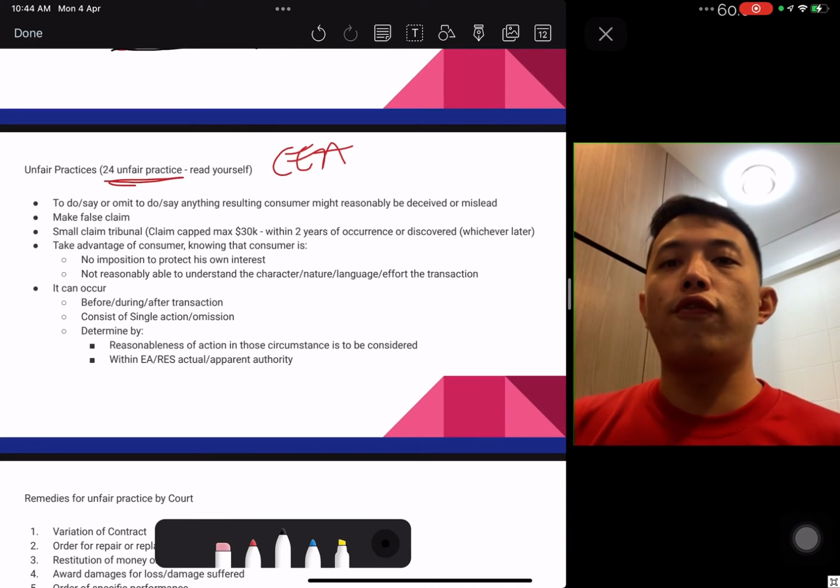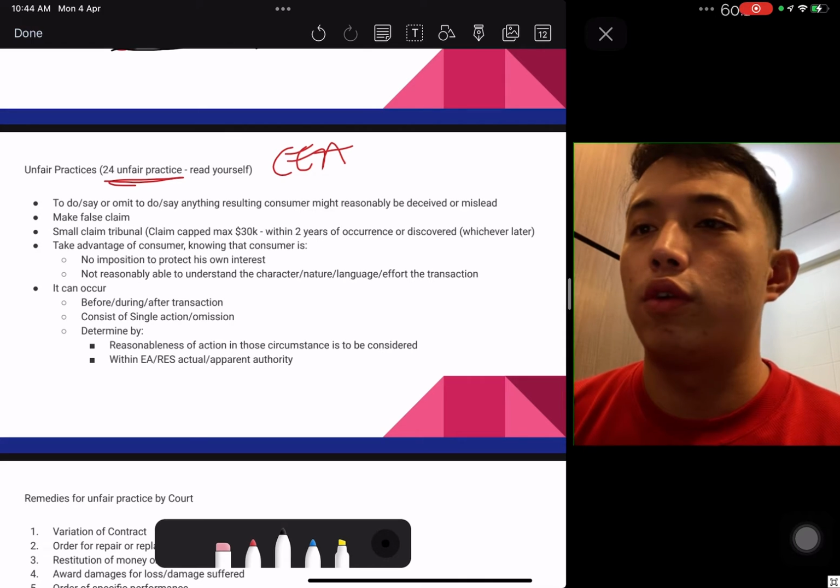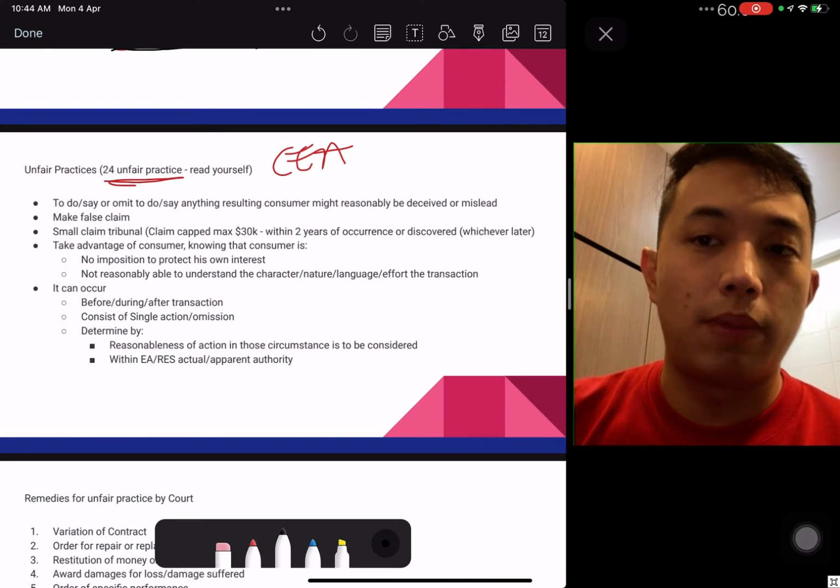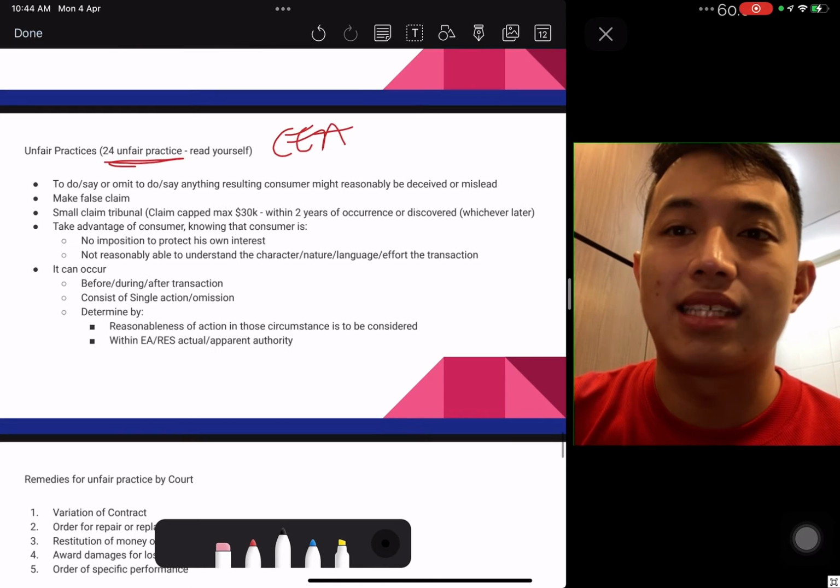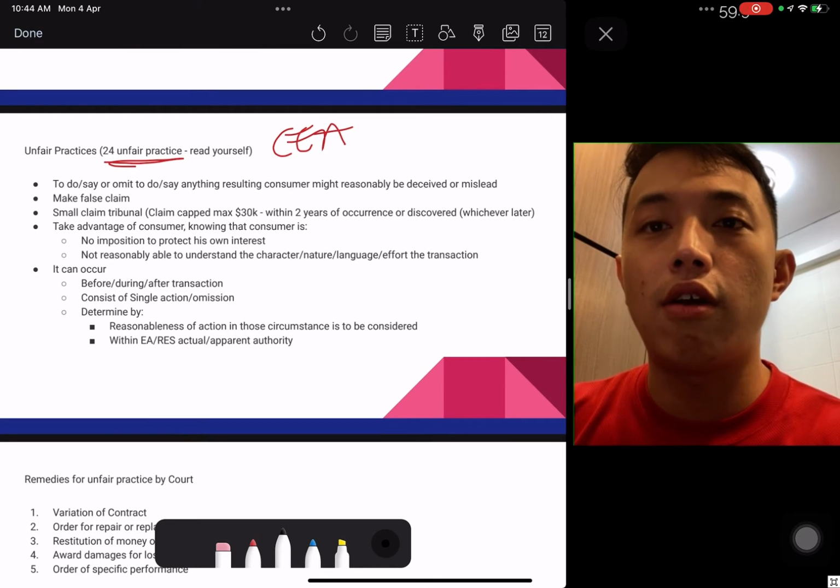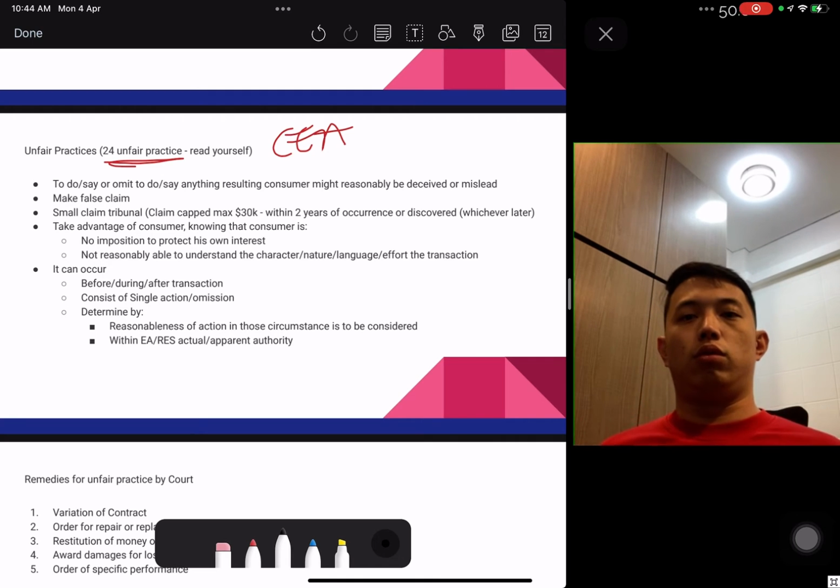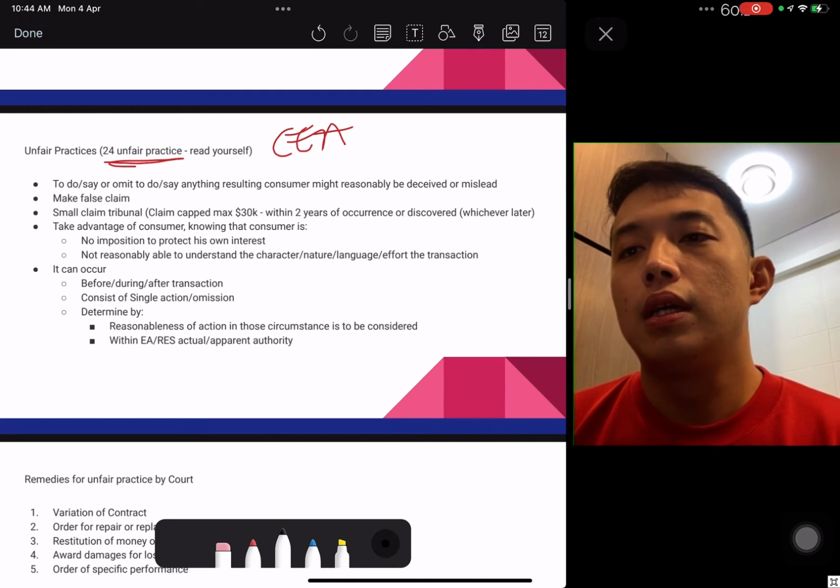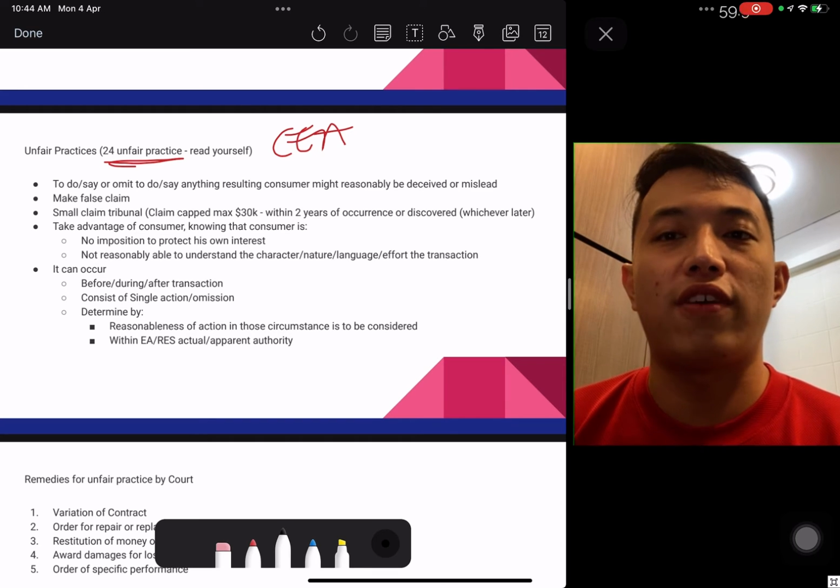So the 24 unfair practices, do read it yourself. I will not go through. There is too much information on that. Do understand how it works, as I summarize it all. So do not do or say, or omit to do or say, anything that results in the consumer being deceived or misled or a false claim being made.